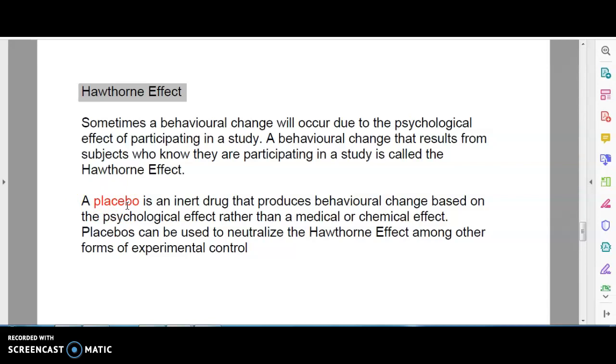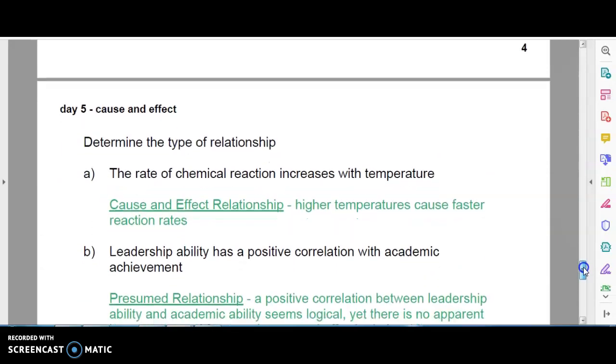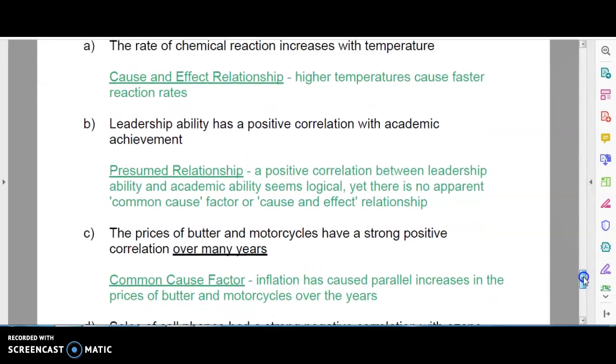Okay, so that's one way to reduce the Hawthorne effect: give half of your subjects the actual drug, and then the other half you give them something that has no medical ingredients in it whatsoever, and compare the results between the two groups. Okay, a few examples here.